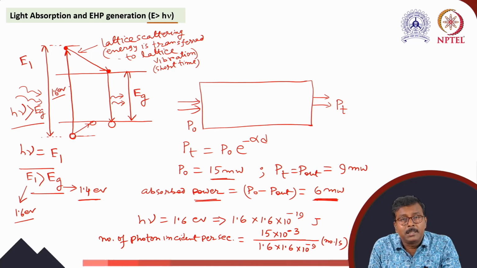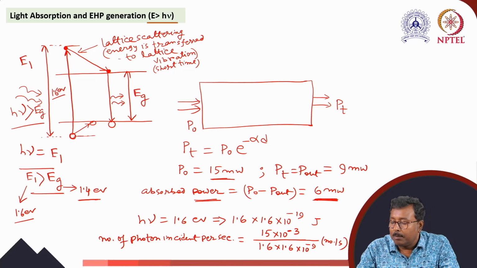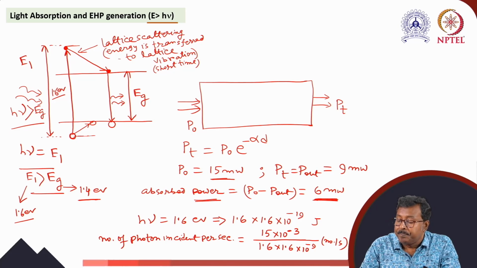Several other techniques are also being tried. People are trying to utilize this lost energy to convert it ultimately into photovoltage, so that we can reduce the loss and ultimately enhance the efficiency. Anyway, that will be discussed in detail in the modeling section of the solar cell.